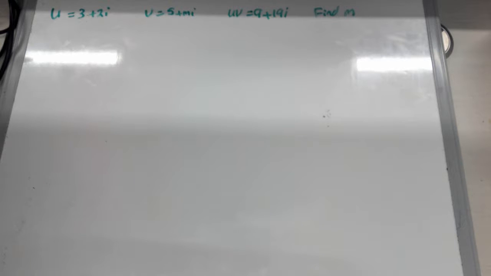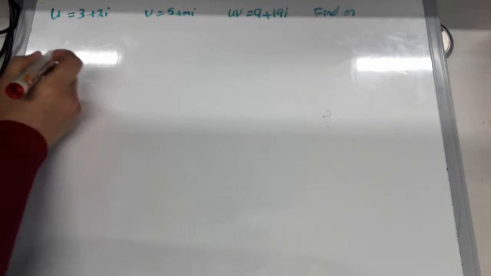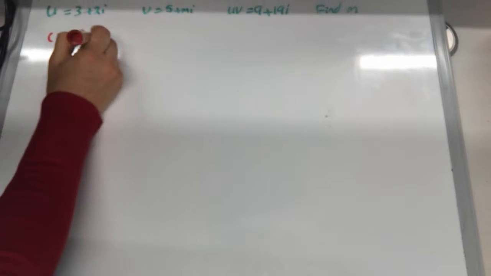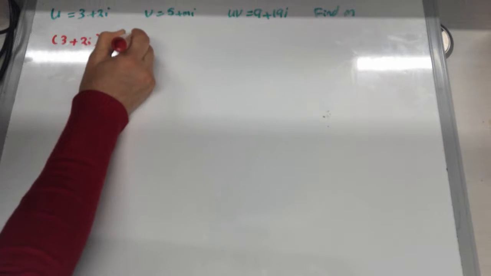Okay, we've got this problem here. We've got two complex numbers, 3 plus 2i and 5 plus mi. We've been given the value of the product of the two complex numbers, which is 9 plus 19i. As we've been given the value of the product, the first step here would be to multiply the two complex numbers together. So you've got that here.